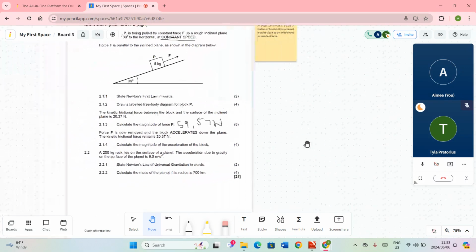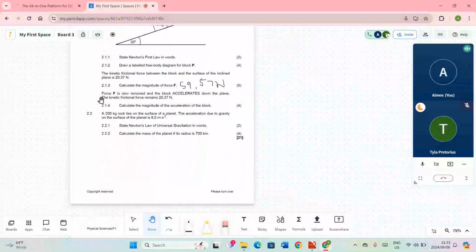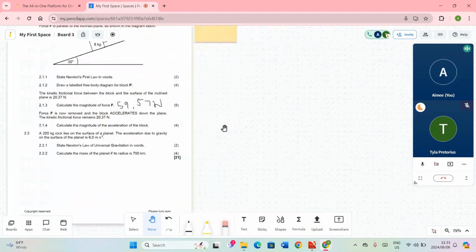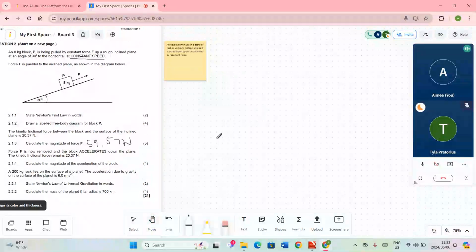Okay, great. Now we can move on to the next question. It says, force F is now removed and the block accelerates down the plane. The kinetic frictional force remains 20.37. Calculate the magnitude of the acceleration of the block. Okay, again, guys, we're working with Newton's first law. So F net is equal to mass times acceleration. Okay, what is my F net going to include if I don't have an applied force pulling everything up the slope and if I just let the block fall?